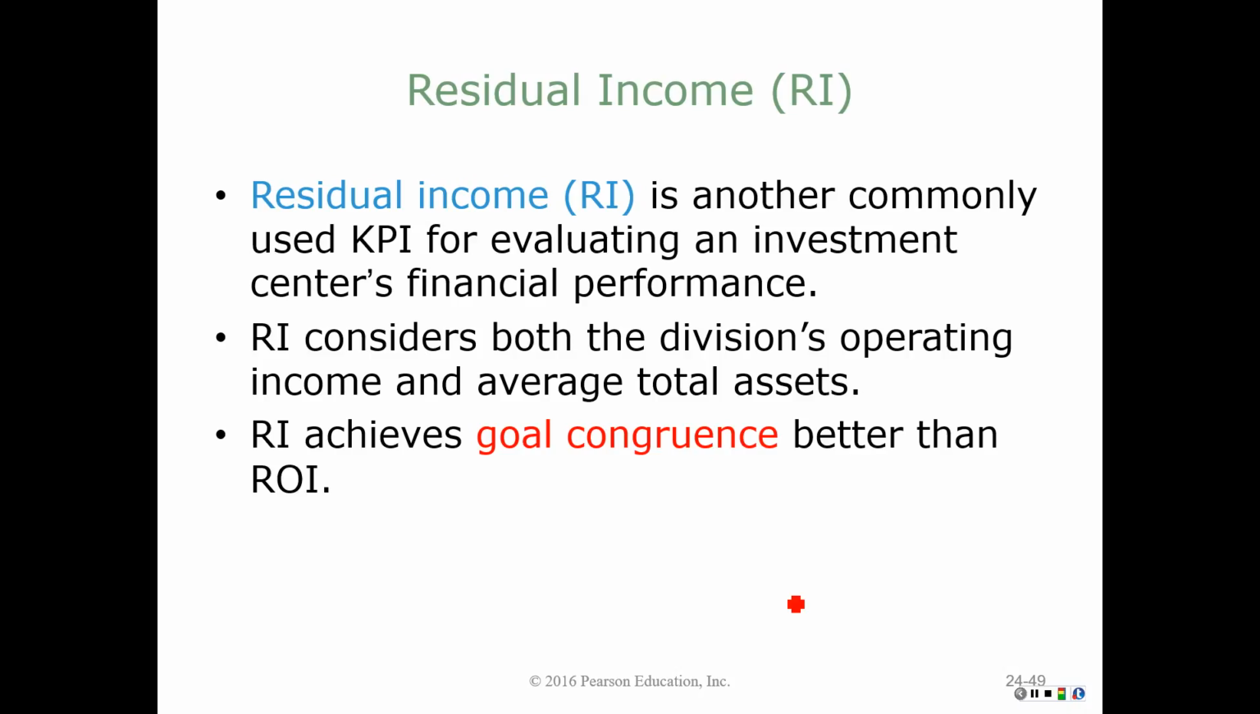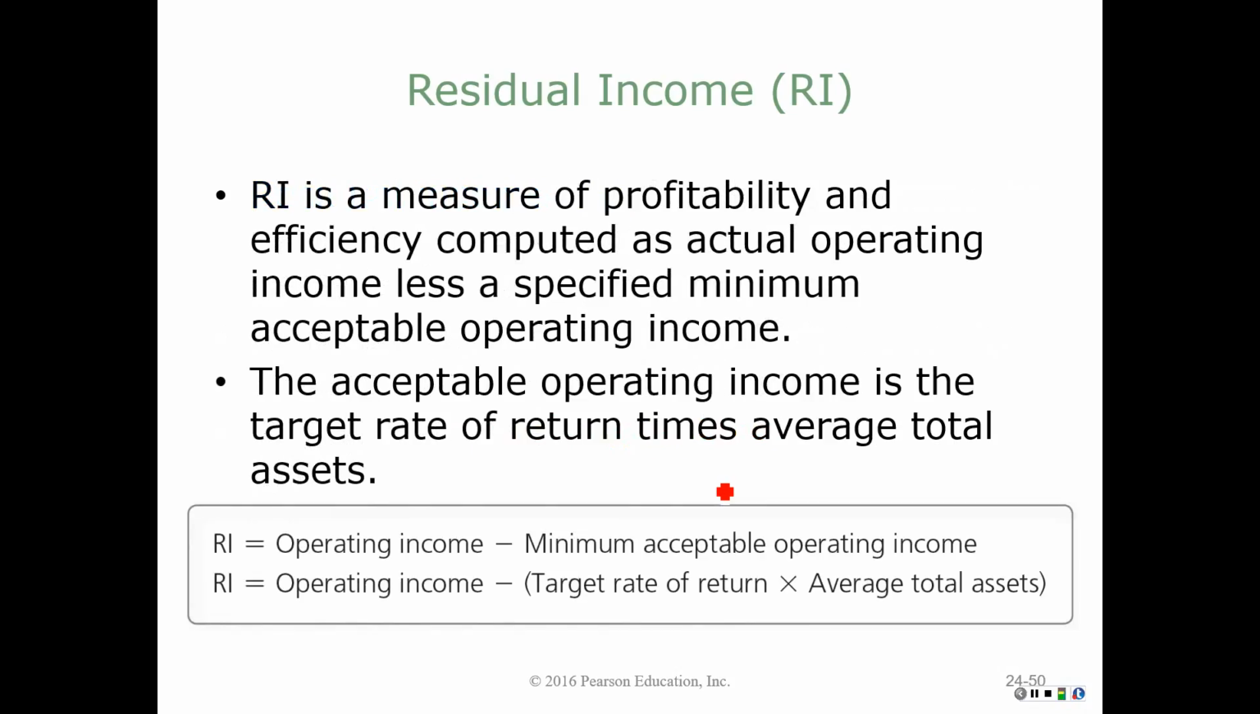So residual income is another formula that can be used that your book says provides a little bit more goal congruence than the return on investment alone. And what happens with the residual income is that we're looking at, once again, operating income and average total assets, but we're allowing the manager to set a target, a minimum target for that return. So it is still measuring profitability and efficiency, just as we have discussed before.